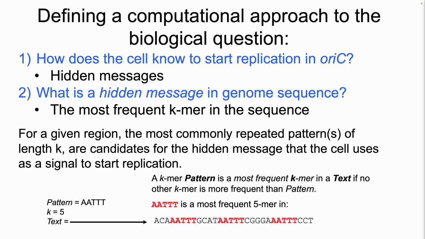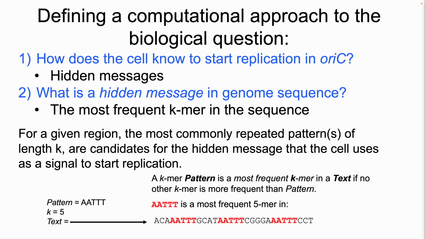And just in case it's not clear, we've got 2 levels of this question. How does the cell know where to start? That's the hidden message. And then what is a hidden message? That's going to be: what's the most frequent k-mer? What's the most frequent pattern in that string? So given the region, what's the most common k-mer?